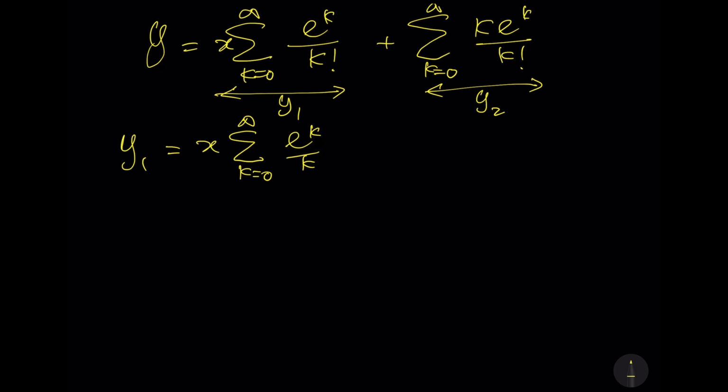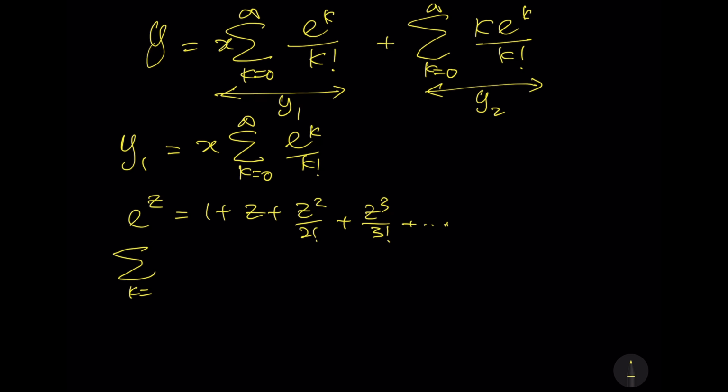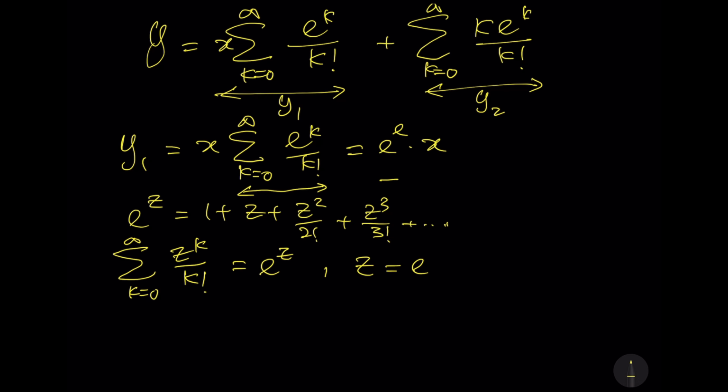Let's focus on y1. From Taylor series, we know e power z is equal to 1 plus z plus z power 2 divided by 2 factorial plus z power 3 divided by 3 factorial and so on. Which means the summation from k equals 0 until infinity of z power k divided by k factorial is equal to e power z. Compared to the summation part of our y1, we can tell that z is equal to e, which means our y1 is e power e multiplied by x. Take note that e power e is a constant.